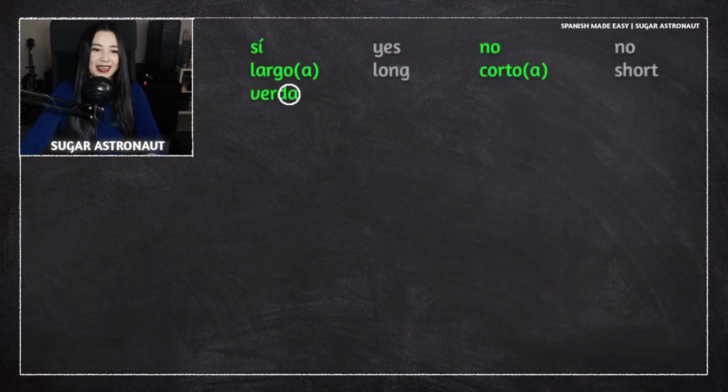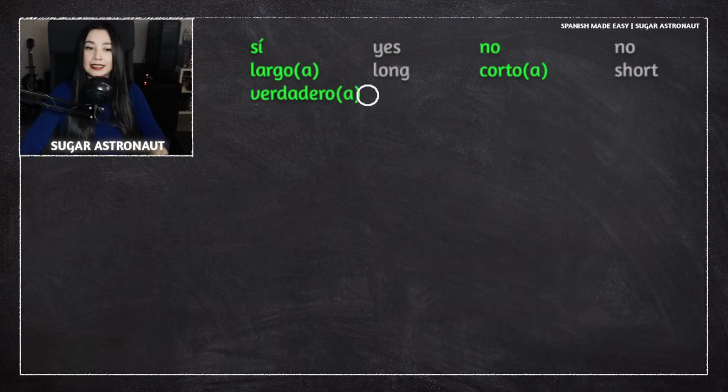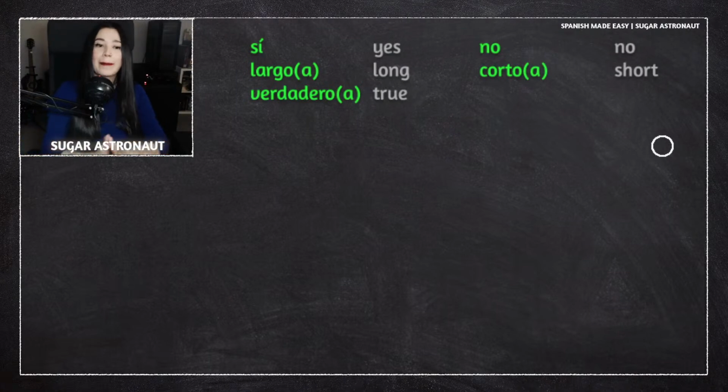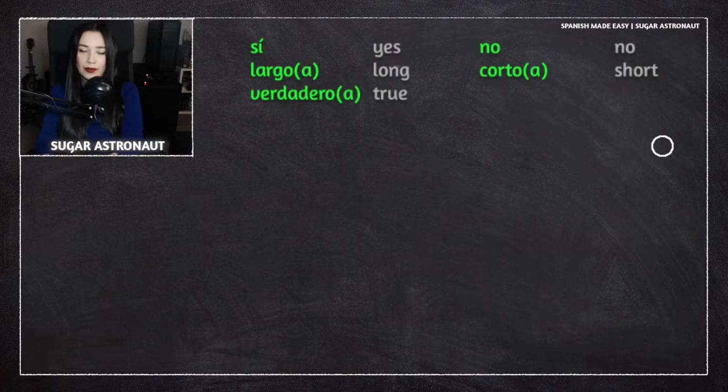The next one is verdadero. Verdadero means true. When something is true. Verdadero. It can also be feminine. Verdadera. It's crazy because we have two different R sounds here.